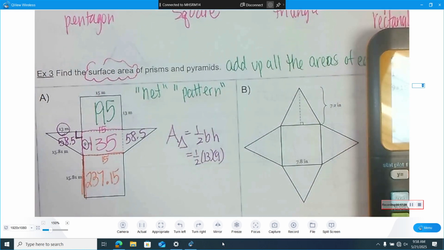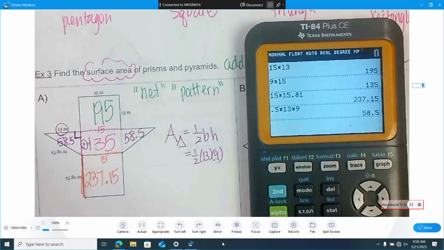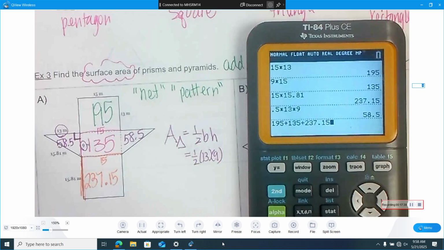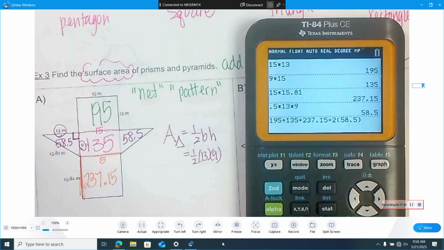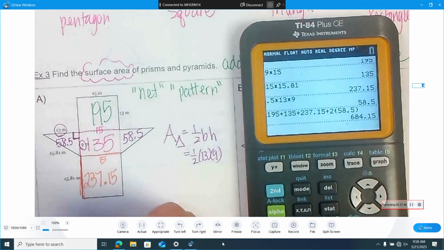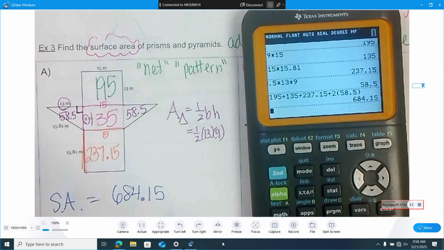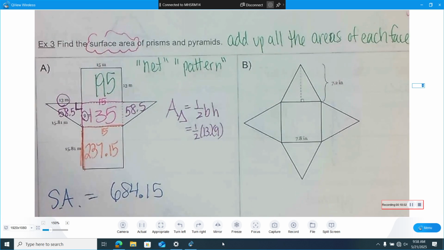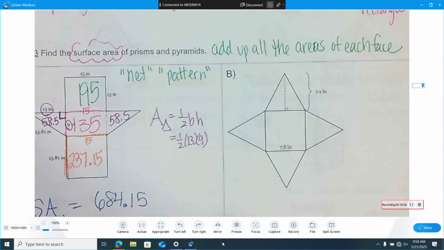So how do we find the total surface area? Add them all together. Pretty easy. 195 plus 135 plus 237.15 plus 58.5 plus 58.5. You'll notice I used some multiplication there. And so we get 684.15. I do encourage you to make a picture because I think that's helpful. Okay. All right, questions on that one? No? Okay. Then let's do just letter B, I think.